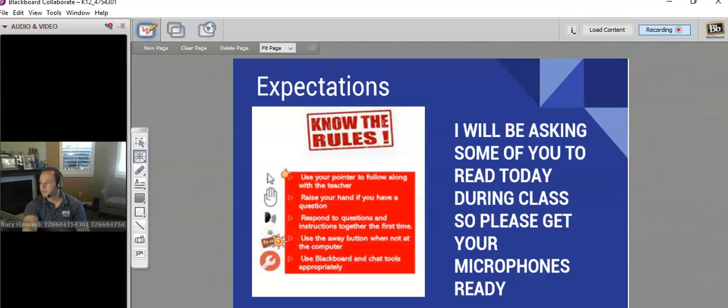Use the away button. I see some people that are actually away right now. I understand things happen during class, so just make sure you do that. And also use the Blackboard chat tool correctly, because I can see all your private chats, so just be careful. I see everything. I will try to get to your private chats as soon as I can. I know some people are private chatting me right now. I'll get to them ASAP.